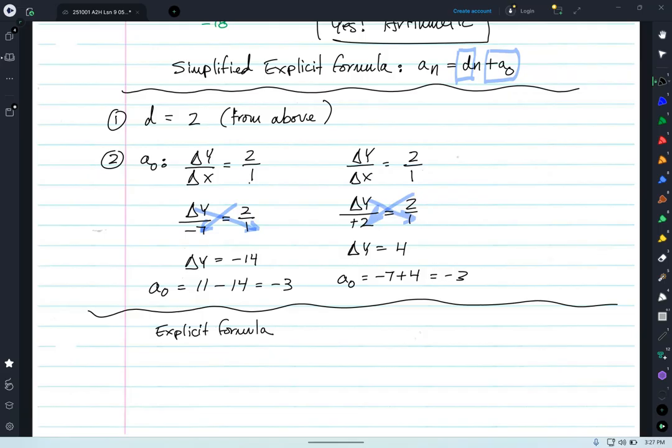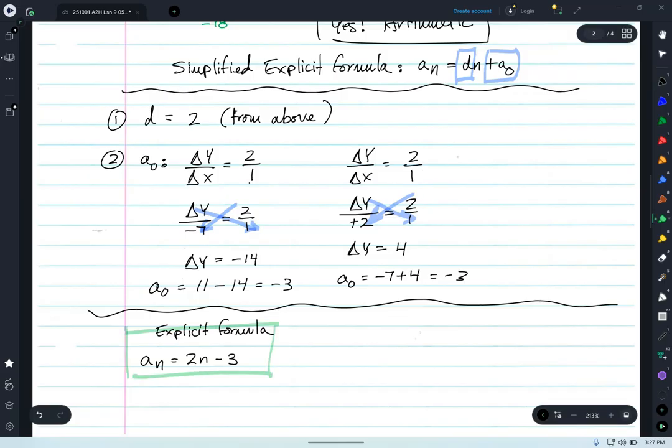My explicit formula, that's Algebra 2 language. We're dealing with arithmetic sequences. So it's going to be a sub n is equal to 2n minus 3, right? This is my Algebra 2 language, my explicit formula, like that. But I can also write this as an equation of the line, right? An equation of the line.